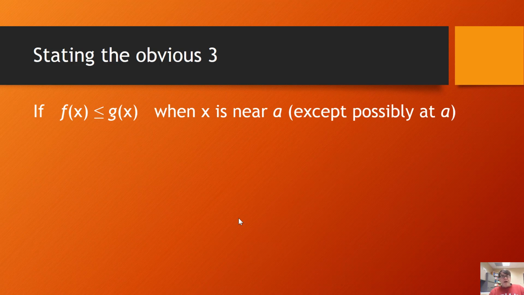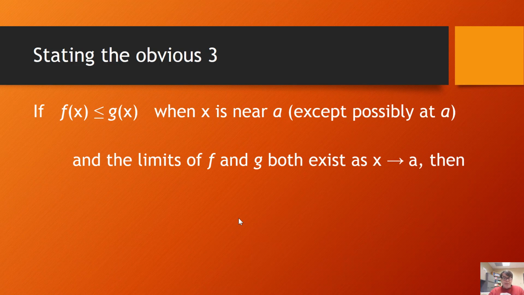So our third slide, stating the obvious. If a function f of x is less than or equal to a function g of x, when x is near a, again, maybe not at a, but as x approaches a. If that's true, and of course assuming that the limits of f and g both exist as x approaches a, then we can say that the limit as x approaches a of f of x is going to be less than or equal to the limit as x approaches a of g of x. Again, these are fairly commonsensical things that some mathematicians feel the need to prove, and that's fine. They're welcome to have their own life, to each his own.